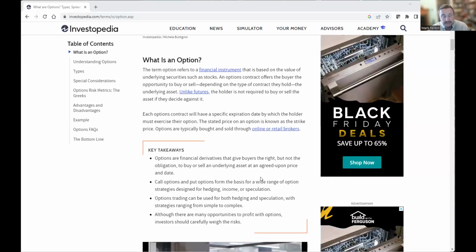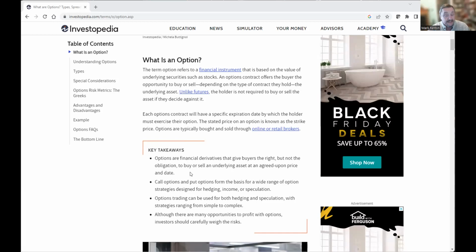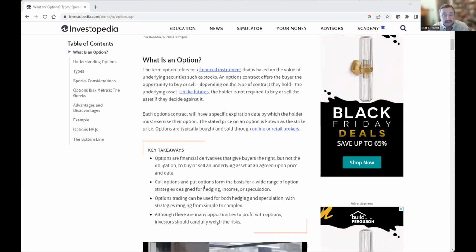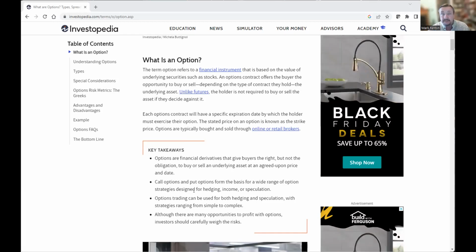But call and put options, as it says here, form a basis for a wide range of option strategies designed for hedging, speculation, or even generating income.